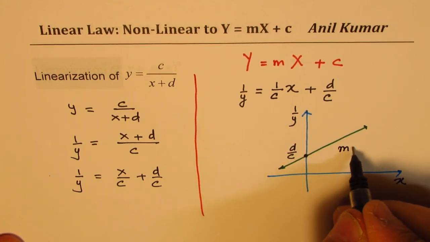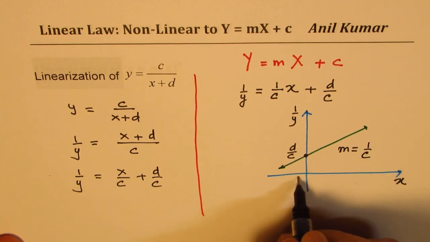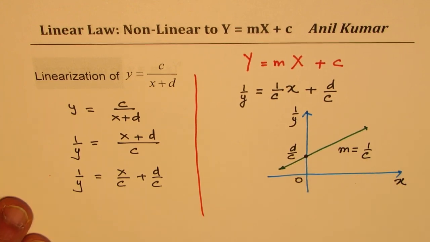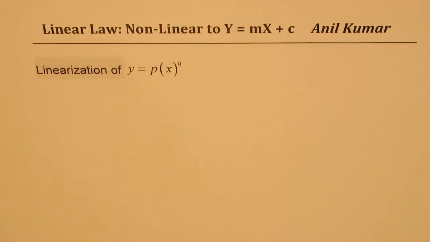And the gradient m will be 1 over c. Does it make sense to you? So that is how we interpret it, right? So let's take two more examples. Then you'll get a fairly good idea.